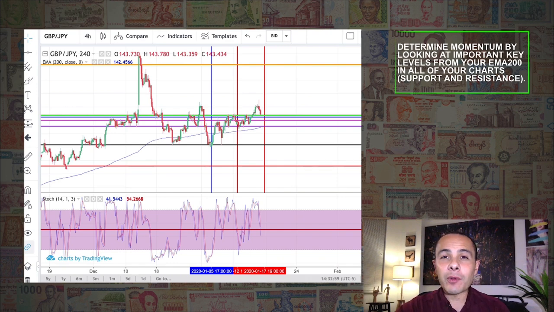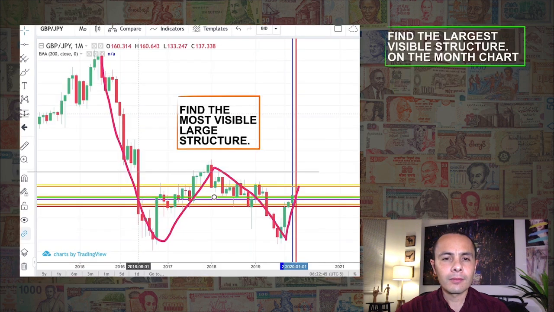Load in your exponential moving average with a setting of 200 and identify the major levels of support and resistance in all of your time frames. Go to your month chart and find your major structure. That way you'll know if you're looking at a bullish or bearish momentum overall.